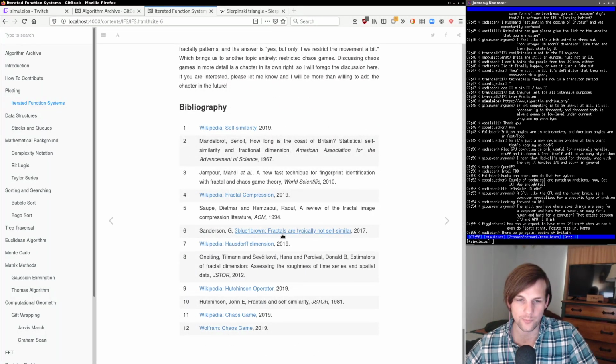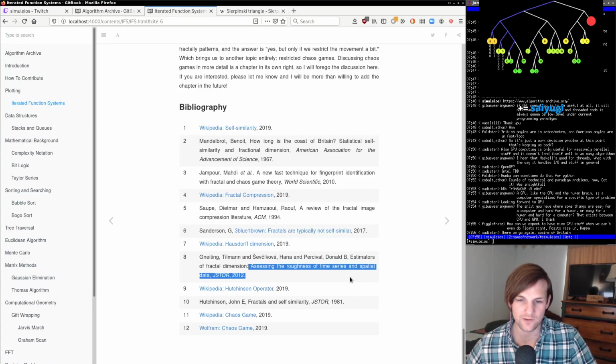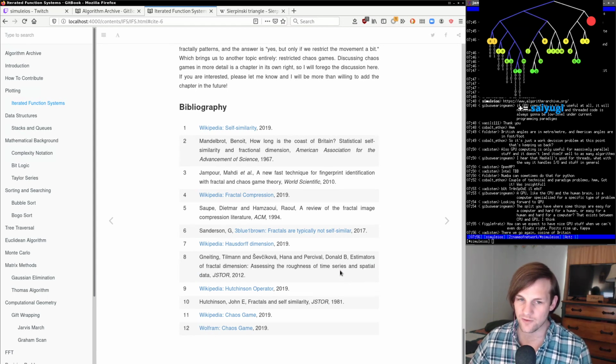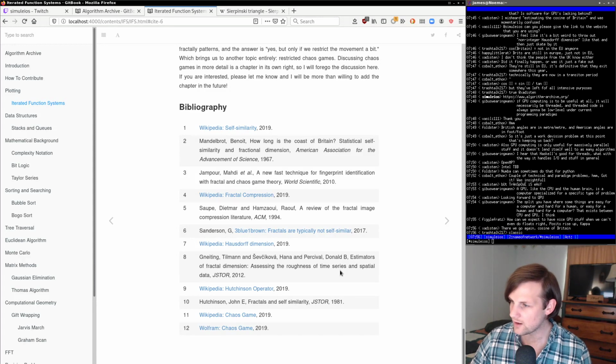So there's a 3Blue1Brown discussion about the Hausdorff dimension here, and then also a citation from Assessing the Roughness of Time Series and Spatial Data from JSTOR. JSTOR? I actually don't know that too much.